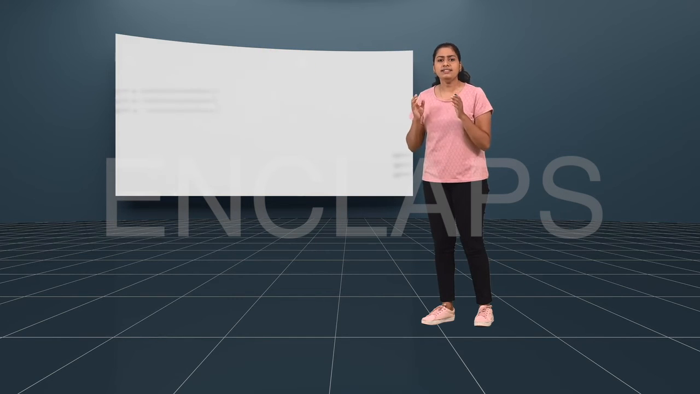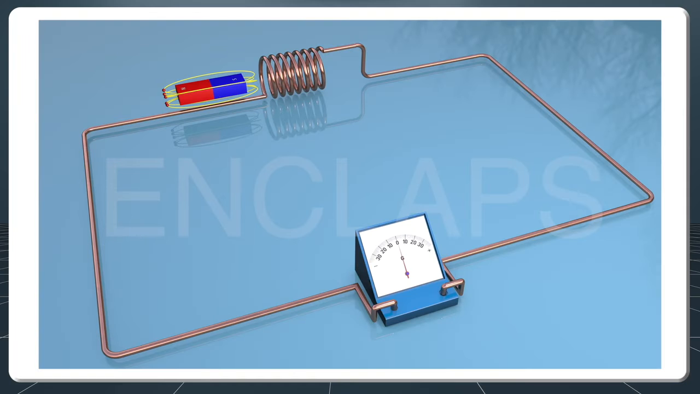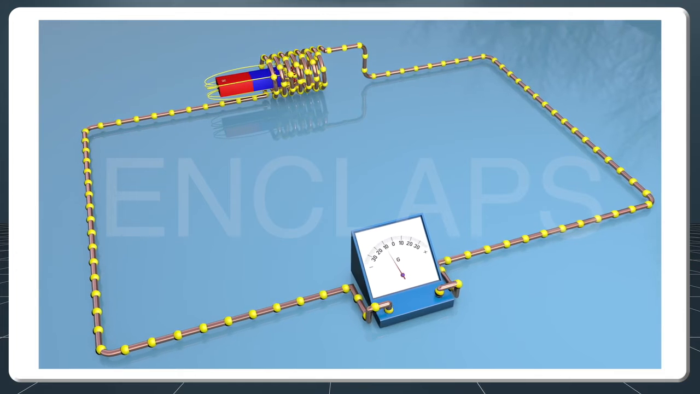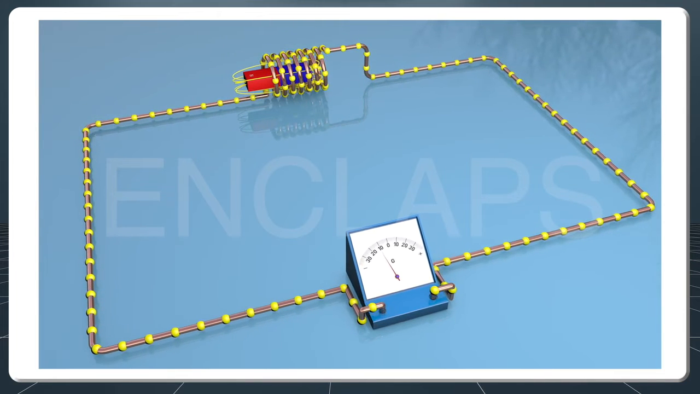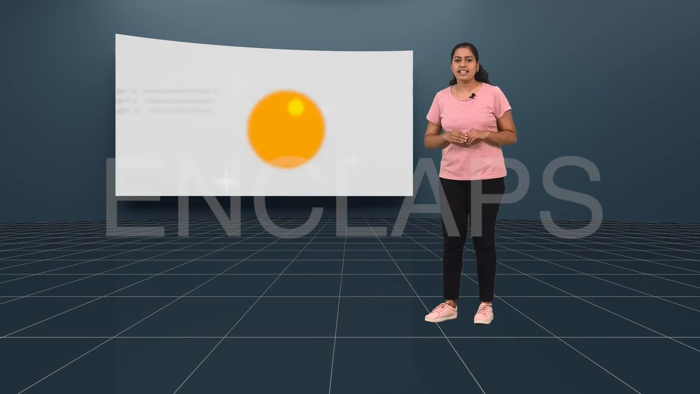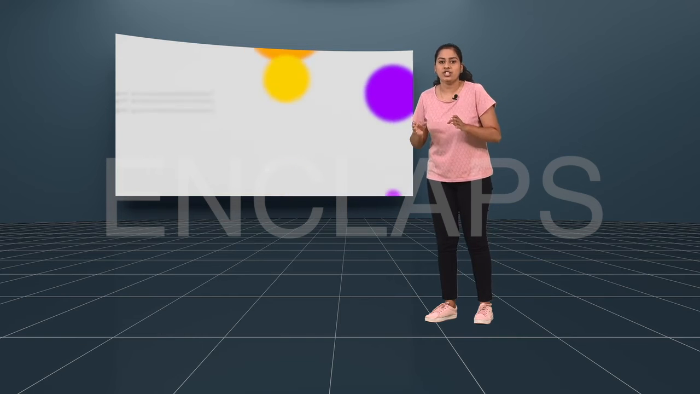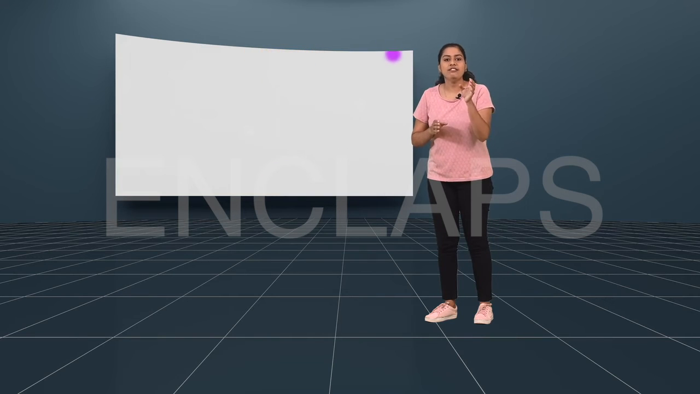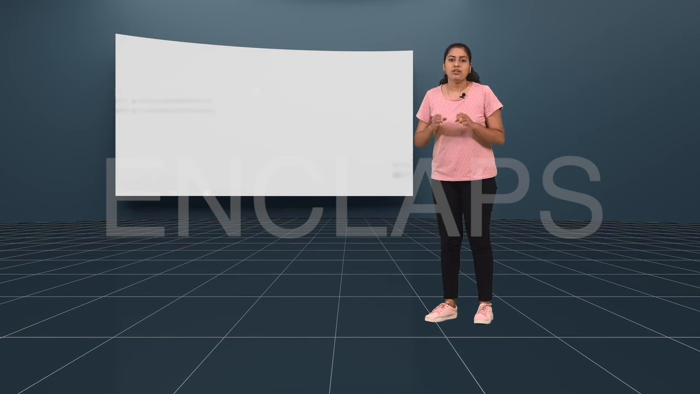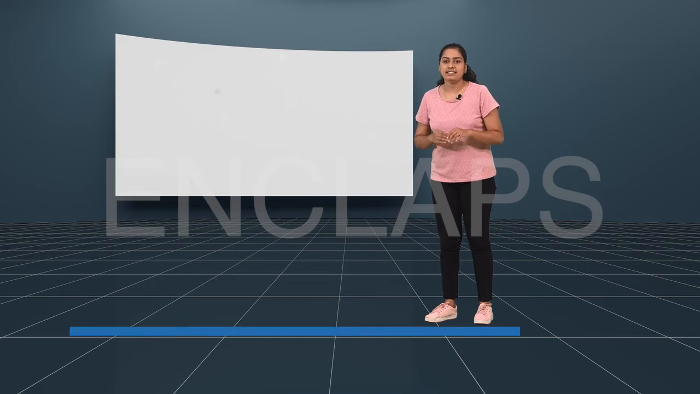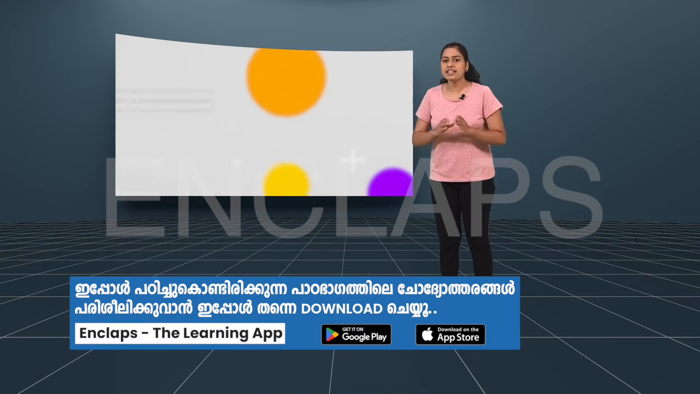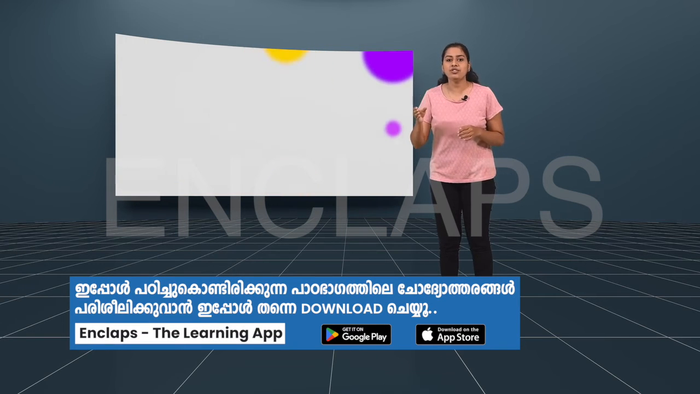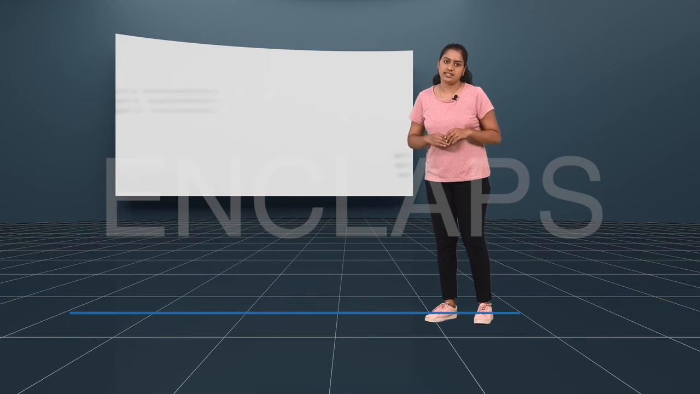What if we insert the south pole of a magnet instead of the north pole? Let's check. The galvanometer needle will deflect towards the left side while inserting it into the solenoid. This indicates that the current is in a direction opposite to that while introducing the north pole. So, from this, it is clear that the direction of induced current reverses when the direction of magnetic field changes or when the direction of motion changes.